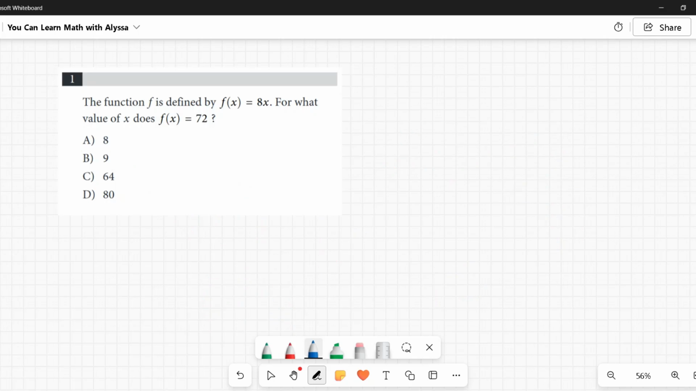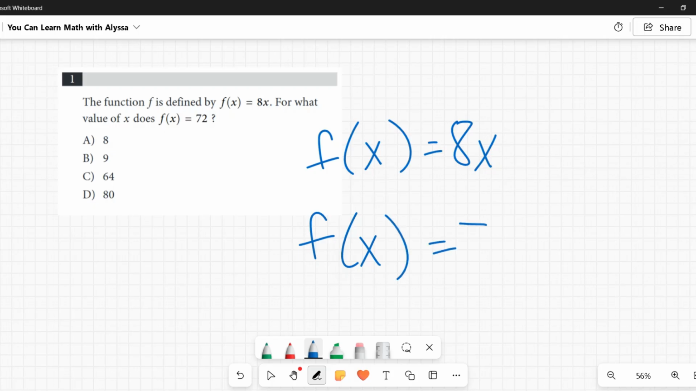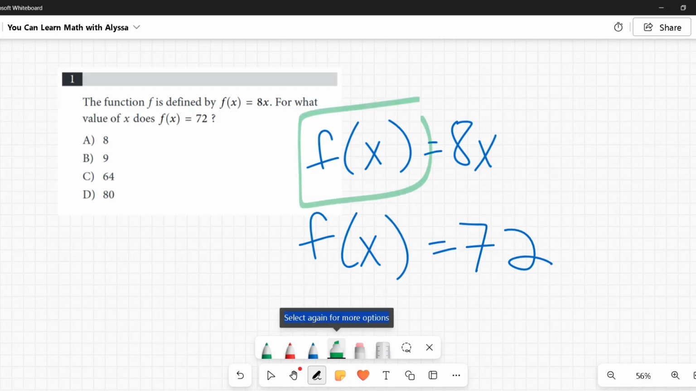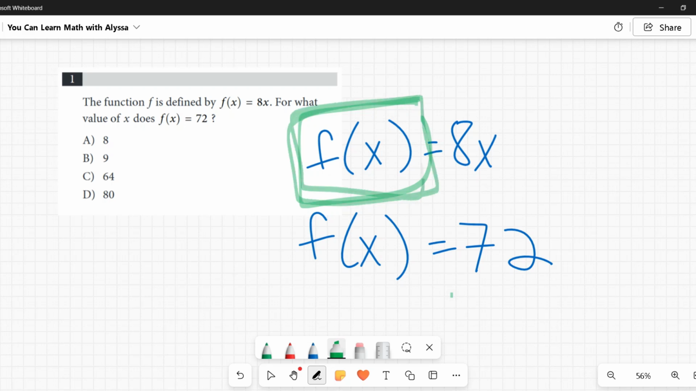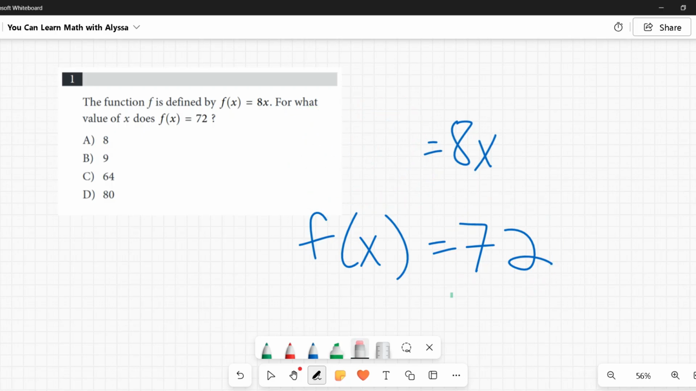That's my answer. The other way to look at this, which I think is important to know, because if you get a more complicated function, plugging in numbers may not be the best way to do it. So here, f of x equals 8x, what is x when f of x equals 72? Since f of x is 72, you can replace this f of x with 72. So let's do that. Since f of x is 72, all right, 72.